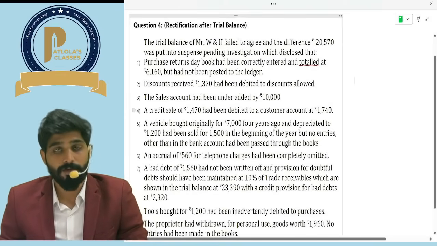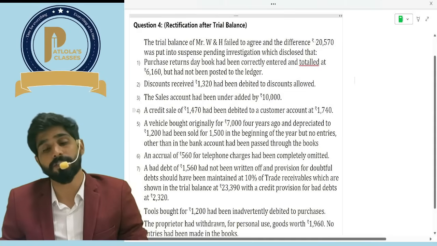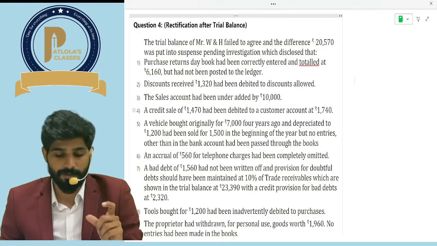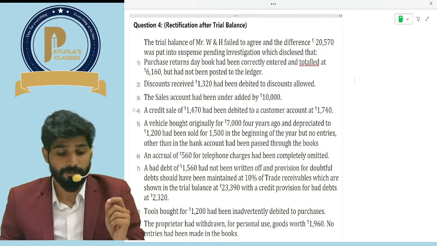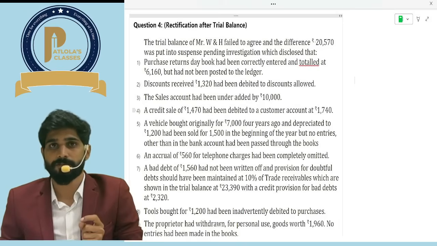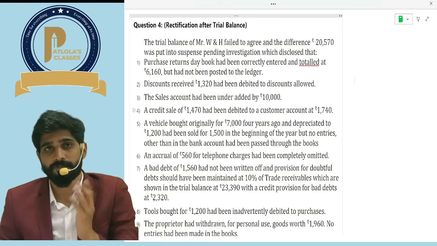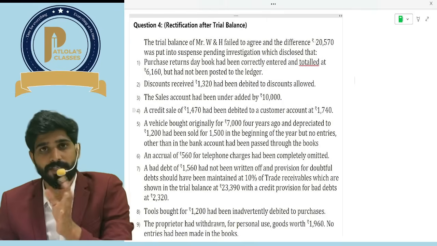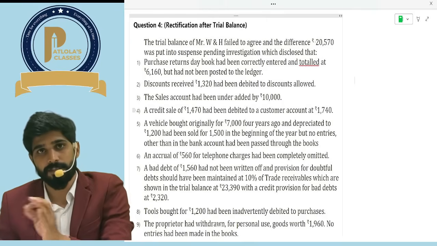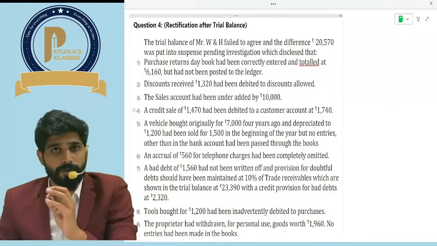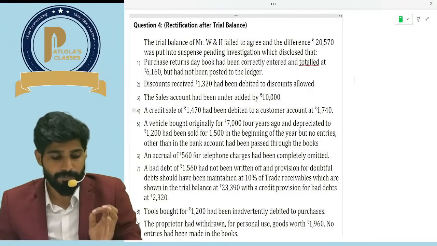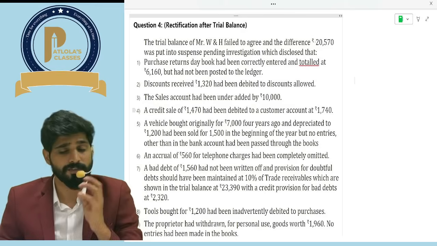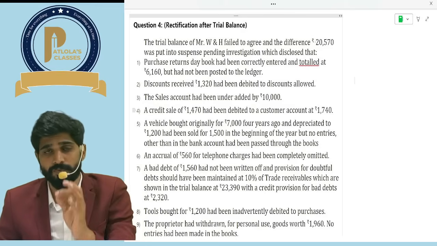What is the first one? Purchase returns daybook. Purchase return, in the sense credit balance, has been correctly entered and totaled, but you have not posted that to the ledger. Once you don't post that to the ledger, it won't enter the trial balance. So in the trial balance on the credit side, purchase returns is missing. So trial balance will not tally on the credit side by an amount of 6160, and we will put that amount to suspense. So suspense is having a credit balance of 6160.